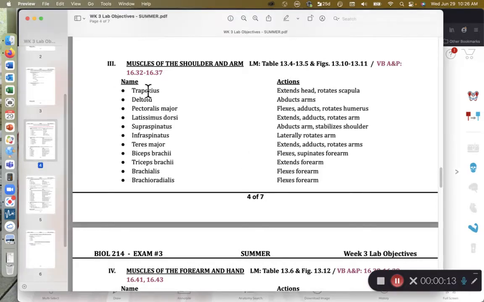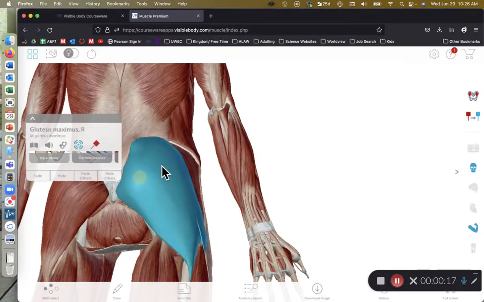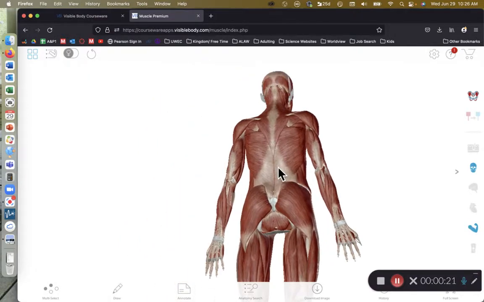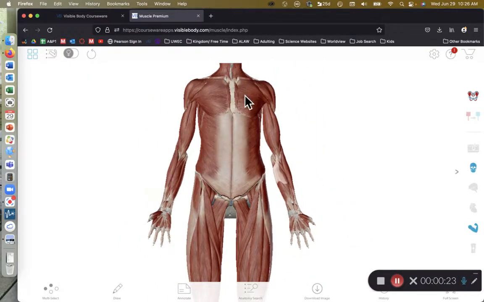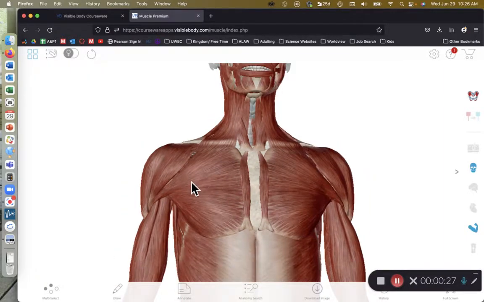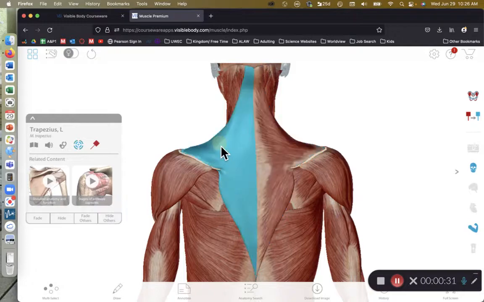First we have the trapezius on our list. And as we're looking at the trapezius, let me go ahead and reset this view for us here. So here is our virtual cadaver. And I'm going to look at the posterior here, and we can see the trapezius. There's a left-right trapezius that I can highlight here. Here's the left, here's the right.